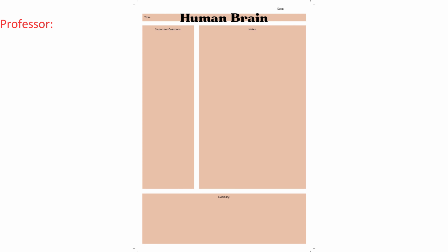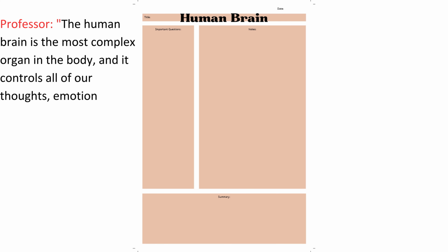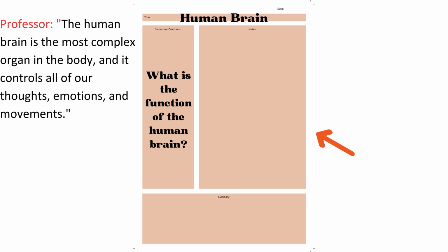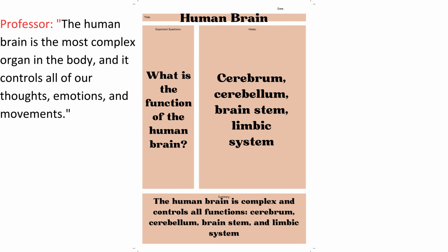Professor: The human brain is the most complex organ in the body, and it controls all of our thoughts, emotions, and movements. In the left column, you would jot down key points and questions, such as, what is the function of the human brain? In the right column, you would take more detailed notes, such as cerebrum, cerebellum, brainstem, limbic system. In the bottom section, you would summarize the main points, such as the human brain is complex and controls all functions: cerebrum, cerebellum, brainstem, and limbic system.